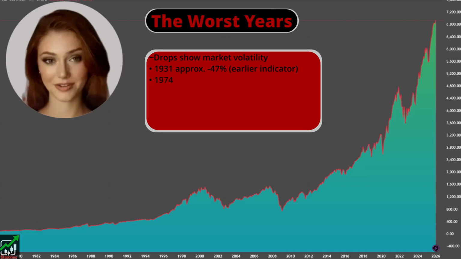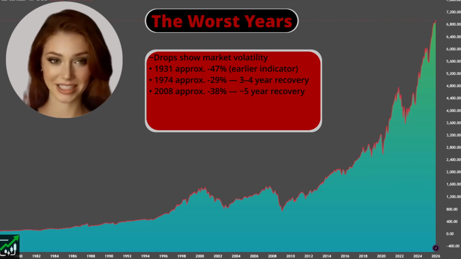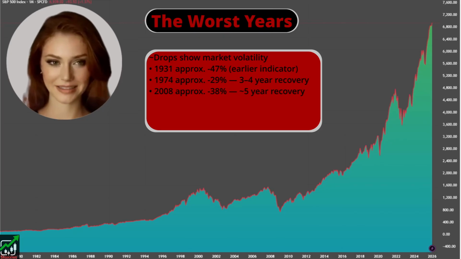1974 was also a difficult year, with a fall of about 29% due to the oil crisis and the recession that followed. The index took about 3 to 4 years to return to its previous highs. The most famous recent crisis was in 2008, during the global financial crisis, when the index fell about 38%. The recovery came relatively quickly, and the S&P 500 returned to pre-crisis levels within about 5 years.